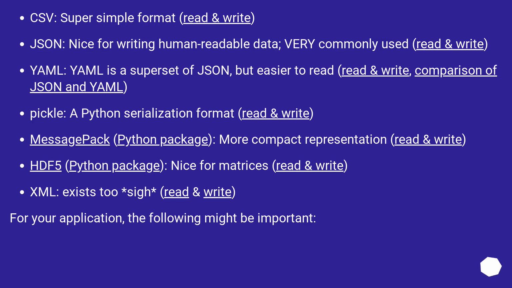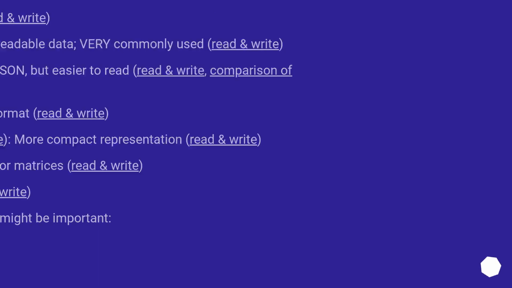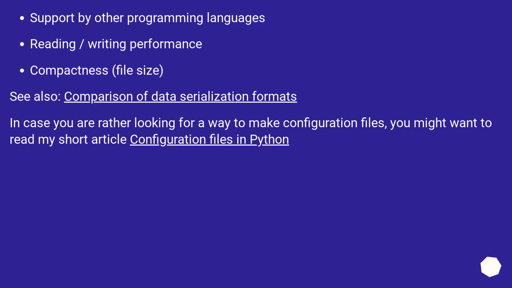For your application, the following might be important: support by other programming languages, reading and writing performance, compactness, file size. See also: comparison of data serialization formats. In case you are rather looking for a way to make configuration files, you might want to read my short article, Configuration files in Python.